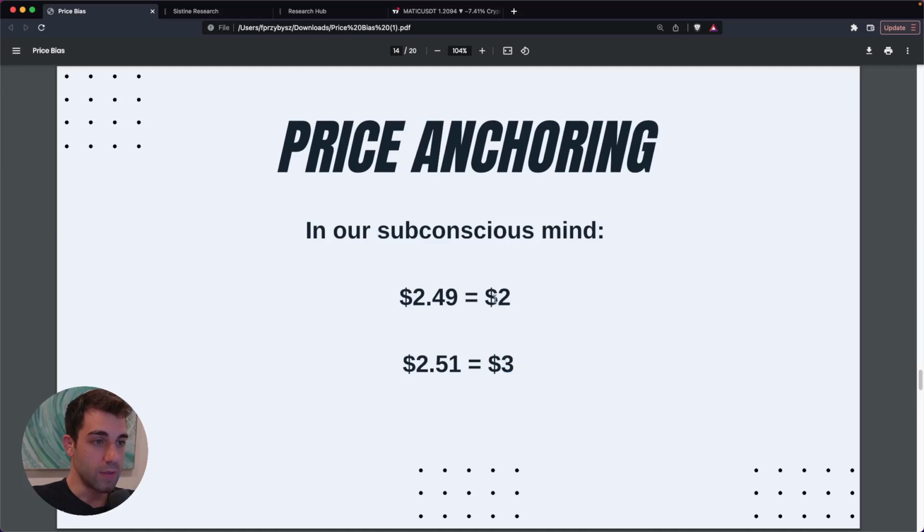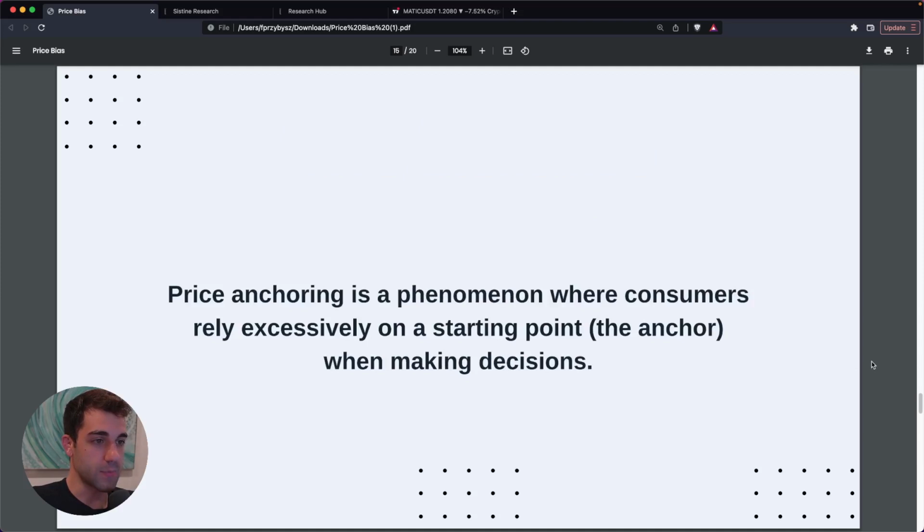And therefore, these two numbers that are only 2 cents apart, essentially the same value or the same price, are in our minds close to $1 apart. And there's a big gap and disparity there. And that does create inefficiencies in the market.